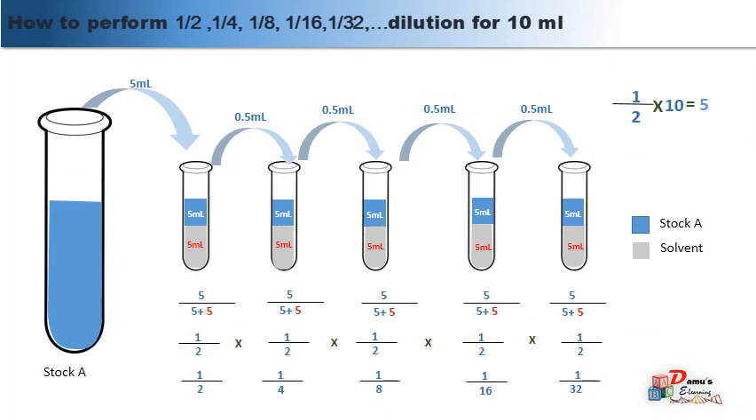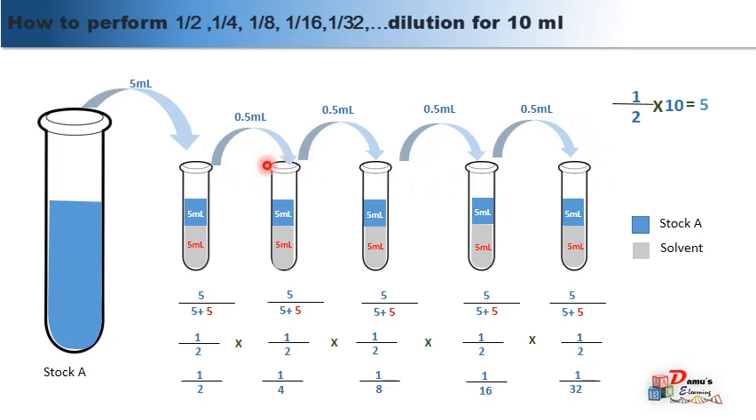Now let us do the 1 is to 2, 1 is to 4, 1 is to 8 dilution. So we don't have to waste too much time. We know how it is done. So 1 is to 2 means half part should be solvent, half part should be from the stock. So if you are making a total of 10 ml, 1 by 2 into 10, 5 ml should be from the stock and 5 ml of solvent should be added. So we add 5 ml of solvent in each tube, take 5 ml from the stock, and do the serial dilution.